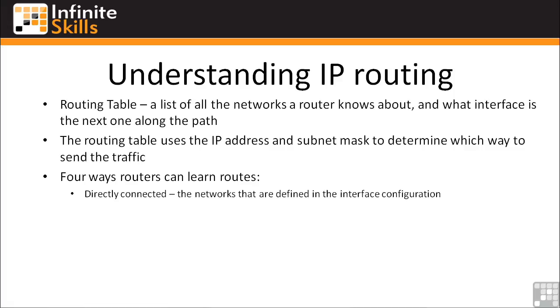Number one is directly connected, and these are the networks that are defined in the interface configuration. If you define an IP address of 10.1.1.0 with a subnet mask of 255.255.255.0, then the router knows that every IP address that begins with 10.10.1.0 and ends with 10.10.1.255 will be off this interface. You don't really have to tell the router about directly connected routes. It knows they're there just by virtue of what interfaces are configured.